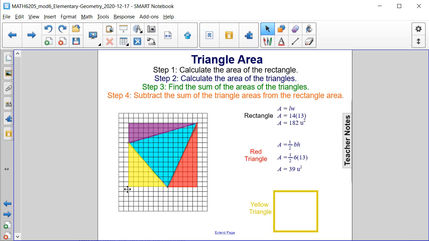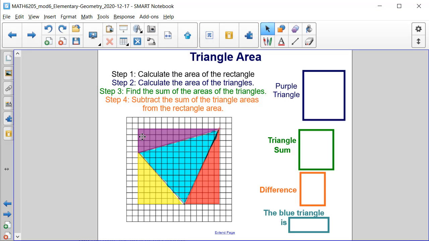Now let's look at the yellow one. Its base is of length 1, 2, 3, 4, 5, 6, 7, 8, and its height is 1, 2, 3, 4, 5, 6, 7, 8, 9. So 1/2 times 8 times 9. Half of 8 is 4, and 4 times 9 is 36. So those are the areas that we can find so far.